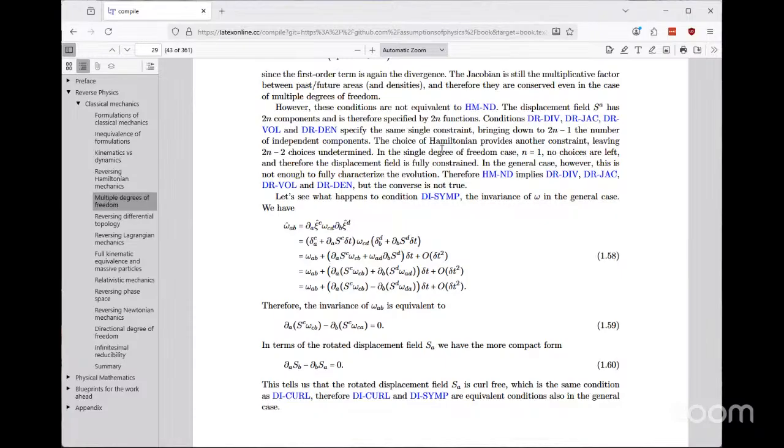In the general case, however, this is not enough to fully characterize the evolution. Therefore, Hamilton's equations imply all of these conditions, divergence, Jacobian, unitary, bond conservation, density conservation, but the converse is not true.